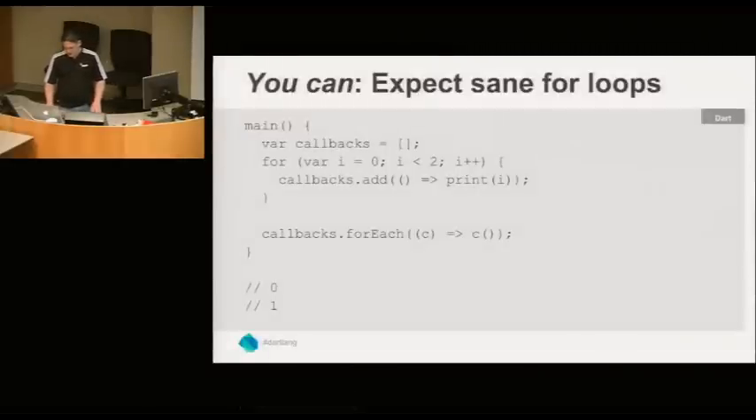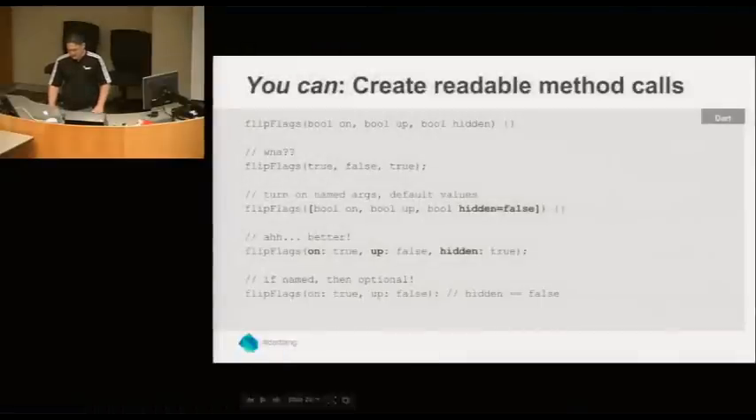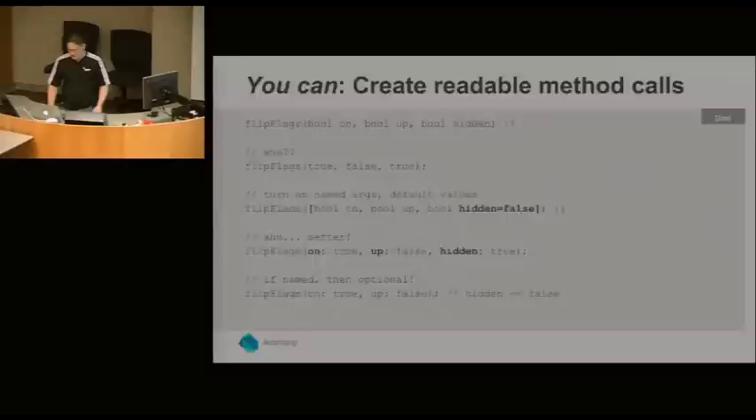We talked about for loops, and I showed you guys this one-line function syntax. We have cool things like forEach and map and filter and all those functional things. If you like those type of things, I do. We also have support for creating more readable method calls. So we have this flipFlags with boolean on, boolean up, boolean hidden. But when you call flipFlags, you say true, false, and true. And you're like, what is that about? I don't know. So instead, you could define things this way, and then you could say flipFlags on is true, up is false, and hidden is true. Or you could even just leave out hidden, and you have a default value. So this is just built into the language. You don't have to do funky magic with objects and defaults and stuff like that. So that's kind of nice.